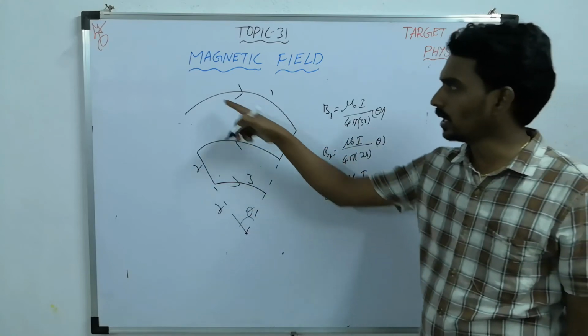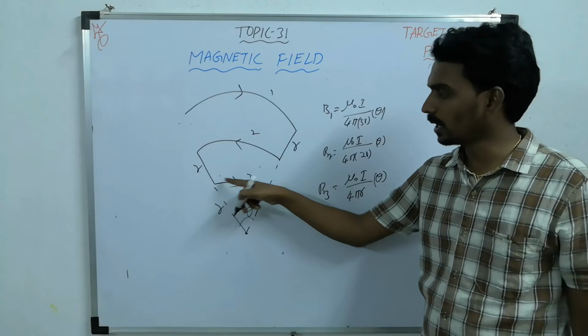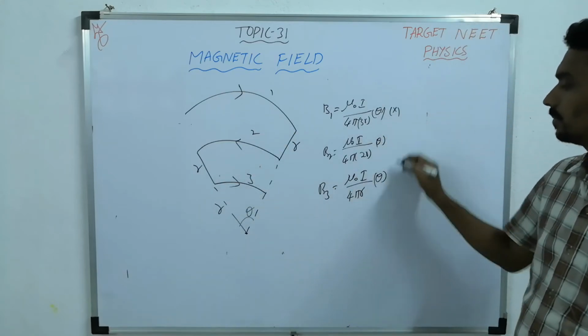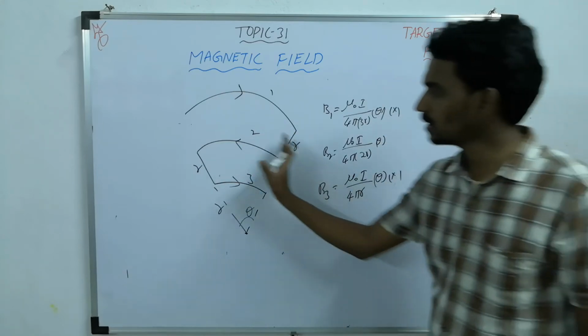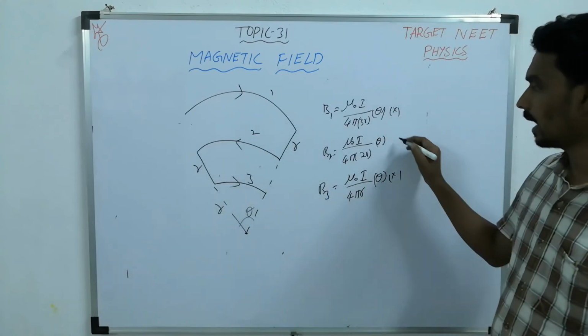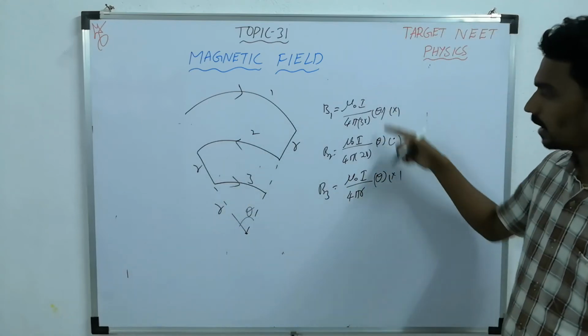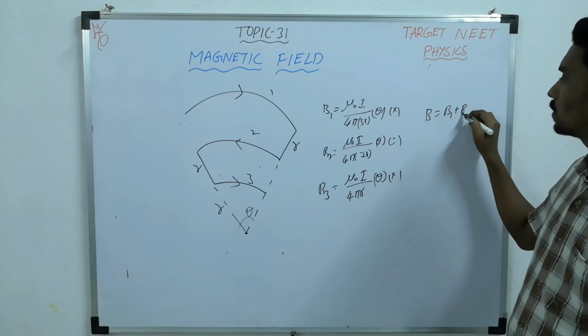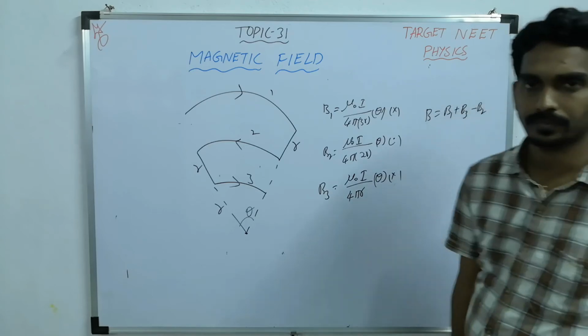But here this one and this one are both clockwise. Clockwise means what? Inward. And this is outward, because it is anti-clockwise. So add these two and subtract this one. So the resultant will become B1 plus B3 minus B2.